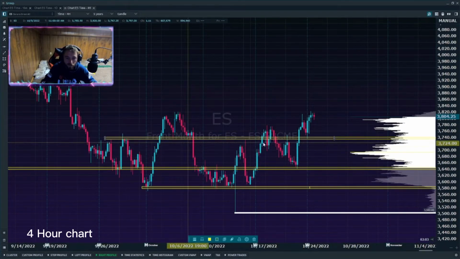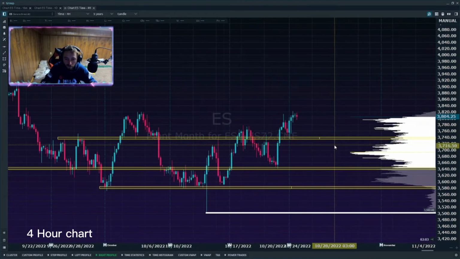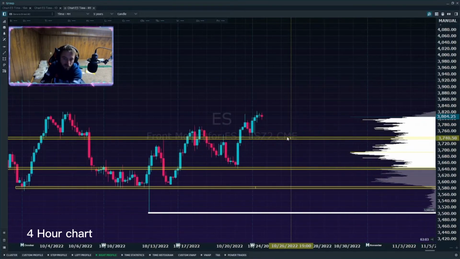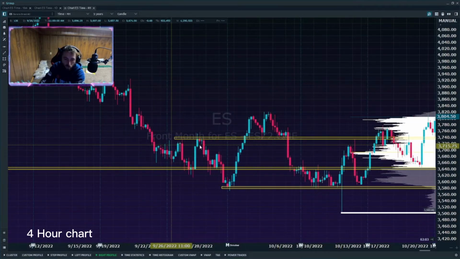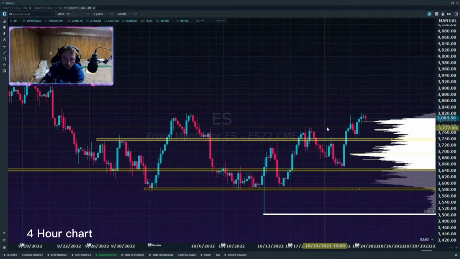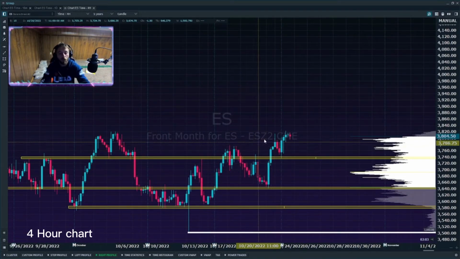In there, we got this 3740 zone, and it's relatively important. Like I said, we have these clear wicks to the downside. We have clear wicks to the upside all the way across this range that we've been having. So it's a zone to be noted.